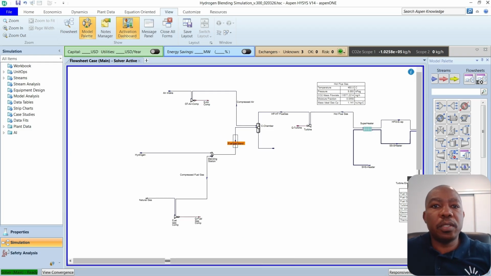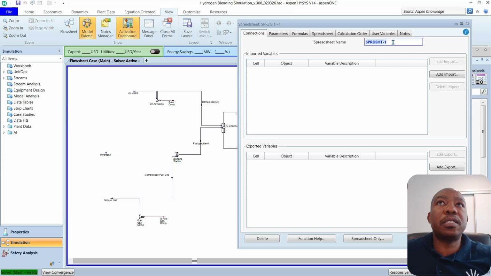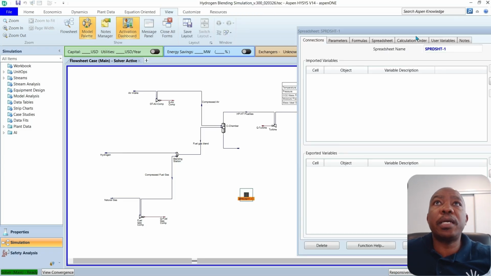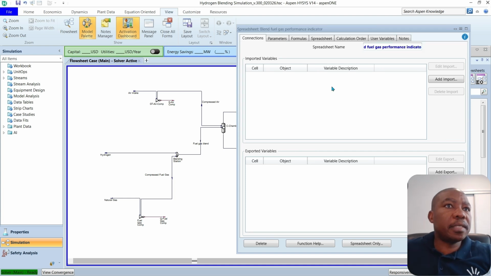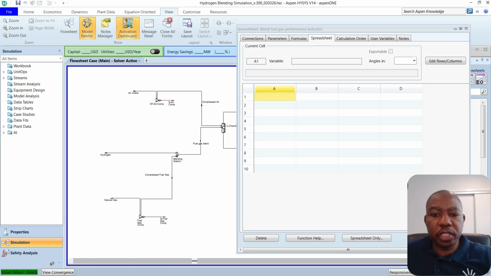But before we do the flow rate adjustments, first let's have a dashboard or some sort of an indication to track our key performance indicators. And for that, I'm using the spreadsheet tool. And I'm going to double click on it and then rename it to blend gas performance indicator. And I'll come to the spreadsheet, and then now we're going to ask ourselves that fundamental question. What are we really trying to track here?